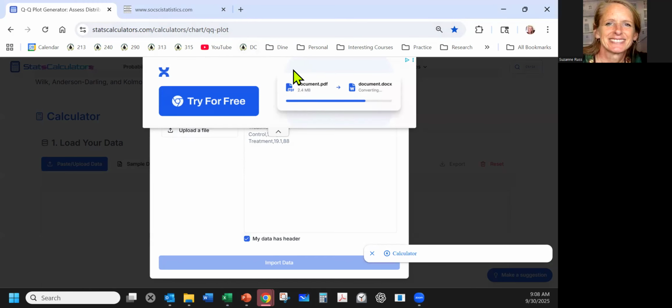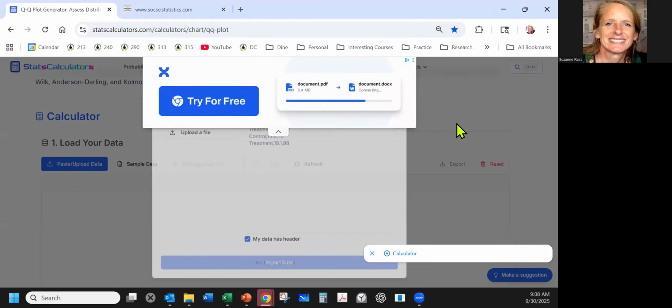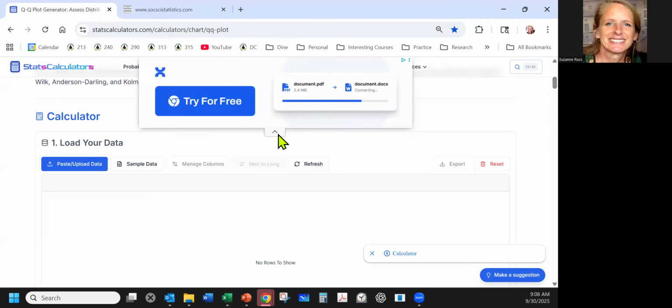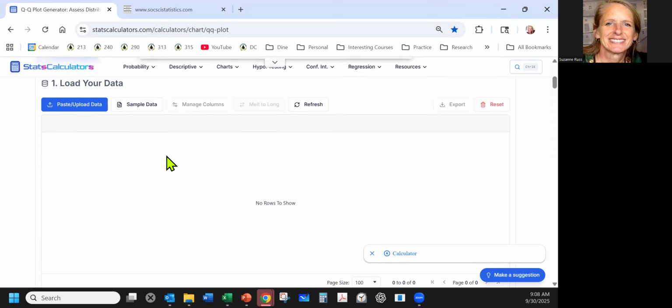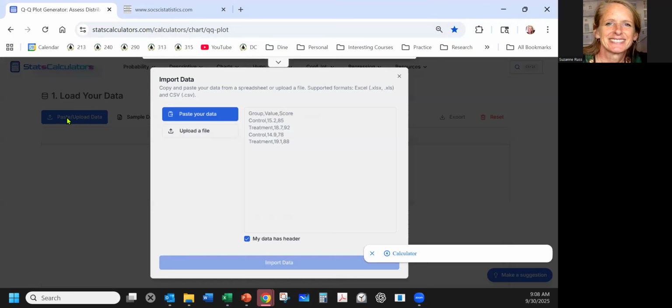And I wish I could get rid of this ad. I'm not quite seeing where the little X is, but it's in our way. Maybe I can close it. There we go. Let's go back to that paste upload data.